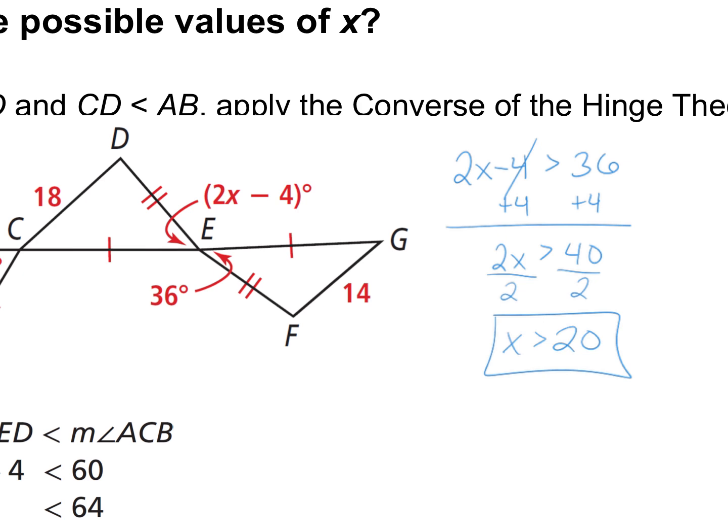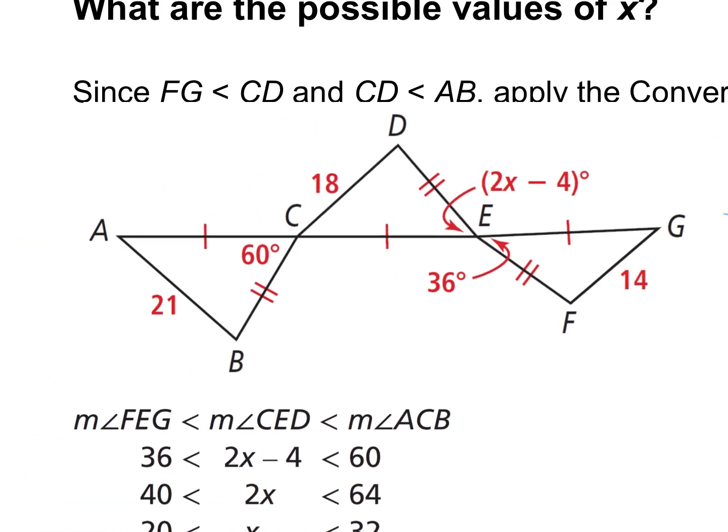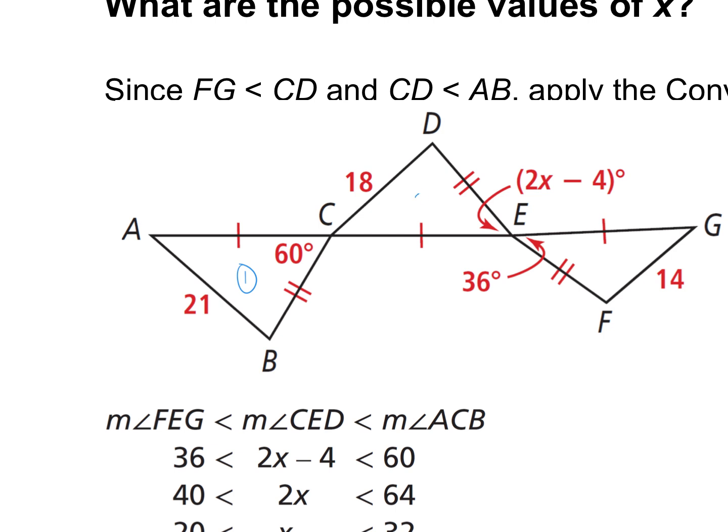If I look at this triangle is triangle 1, this triangle is triangle 2. Okay, here's my 2x minus 4 angle. We are relating that to 60. Okay, which one is bigger, 2x minus 4 or 60? 60. Why is 60 bigger than 2x minus 4? Because its opposite side is larger, so that means that angle is larger.